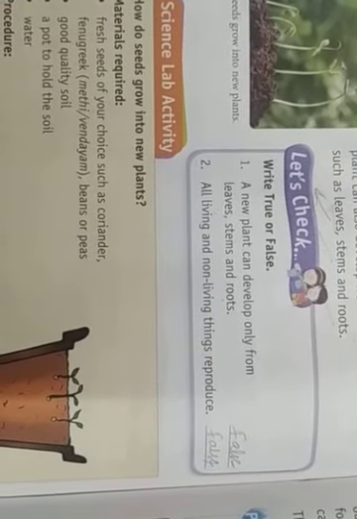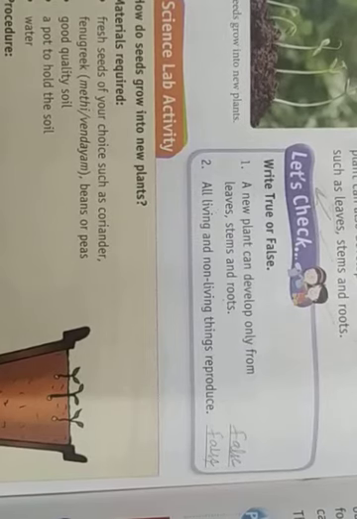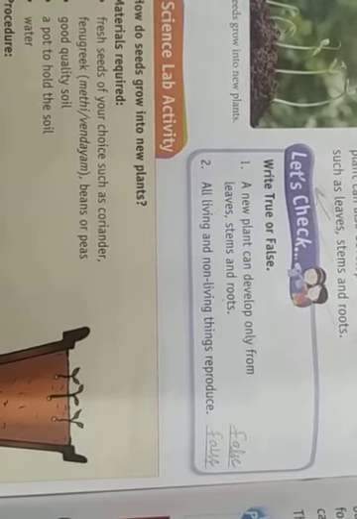Let's check. A new plant can develop only from the leaves, stem and roots. False. A new plant develops through the seed. If they don't produce seeds, then leaves, stems and roots can be used. So this is a false statement.